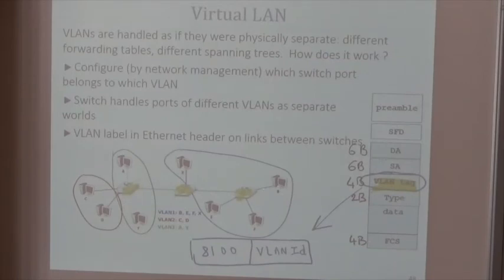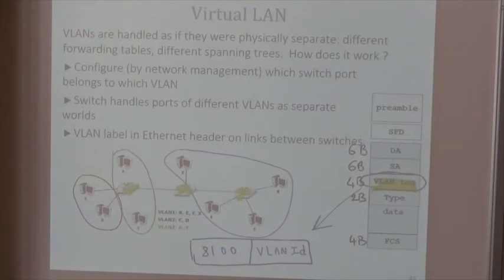If B is blue here and goes to this switch, and this switch has blue but also some green traffic, some green port here, how does it know that the traffic coming here is a blue or a green packet? Because this link between two switches, which is sometimes called a trunk, does not belong to a specific virtual LAN. You might have multiple LAN traffic multiplexed on this link.